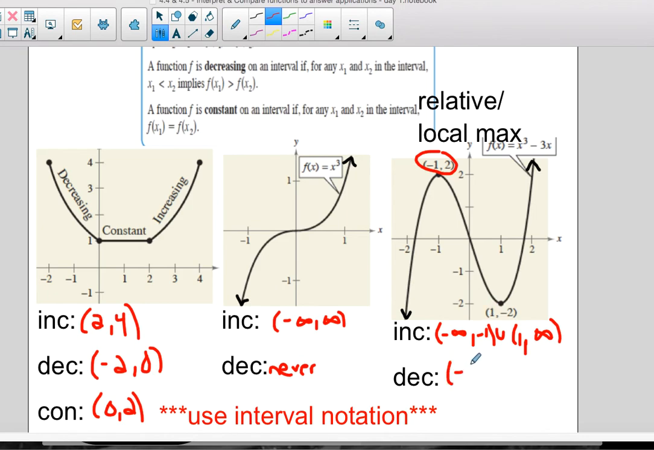And if you notice by your answer, everything is covered, right? You're negative infinity to -1, you're 1 to infinity, and then you're in between from -1 to 1. There we go. And that would be it.